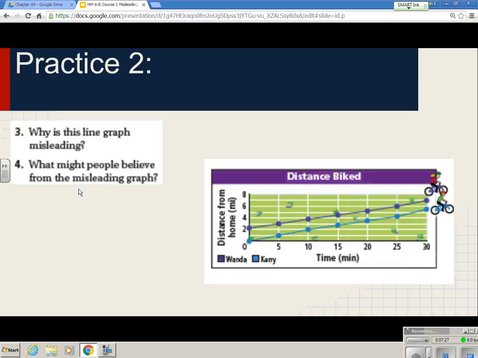All right, so here's a line graph I want you to look at, and I want you to figure out why this is misleading and what might people believe. So write that down in your notebook. Come on back.